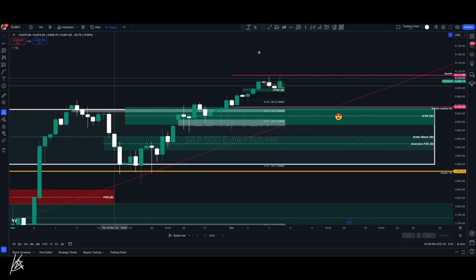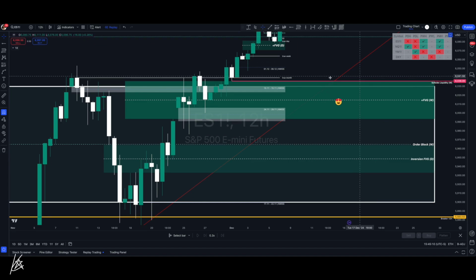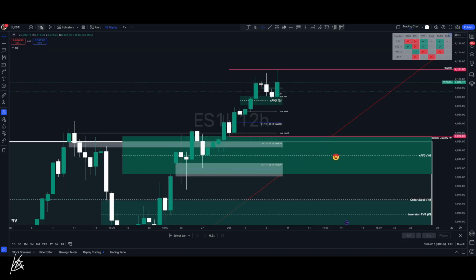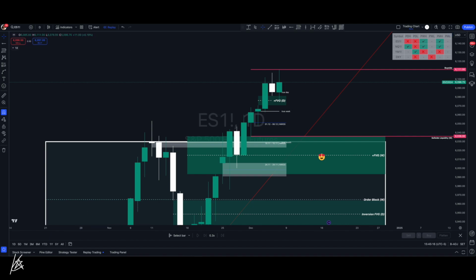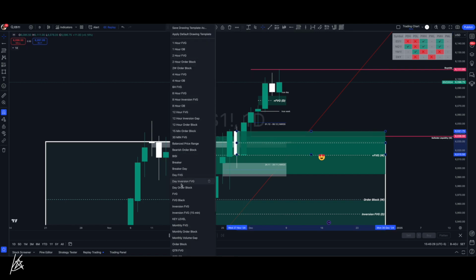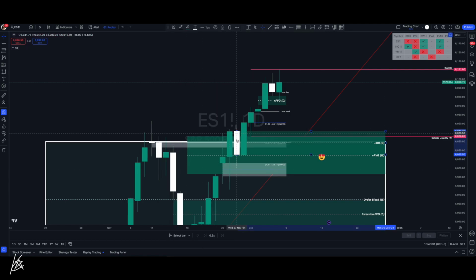Let's look at the 12-hour. See if there's anything on here we want to grab. You know what? Did I do the day order block? I don't think I did before we move on. I did not. So let's just really fast add this day order block. We've got a couple here. We got this one right here. So let's mark that day order block.